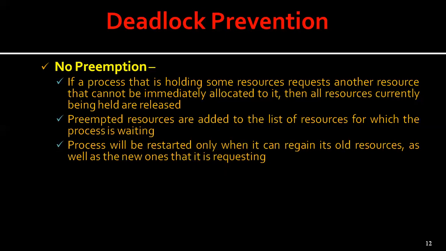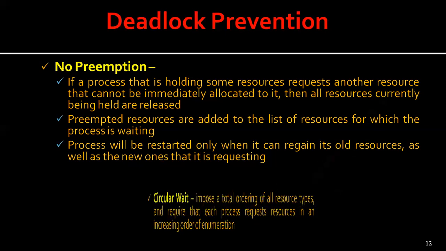So if the resources are neither available nor being held by another waiting process, then the requesting process has to wait. So while it is waiting, some of its resources may be used by the other process. So this is how we can eliminate the no preemption condition.